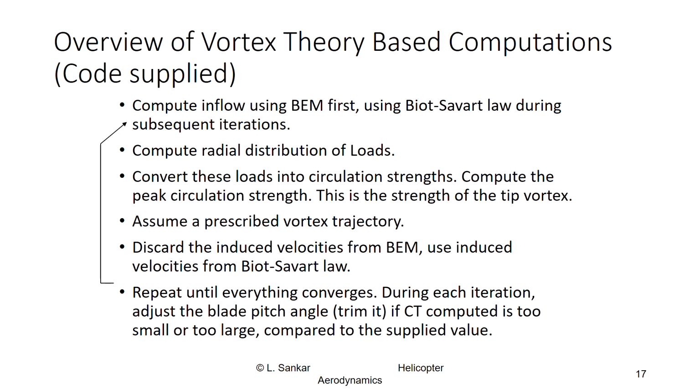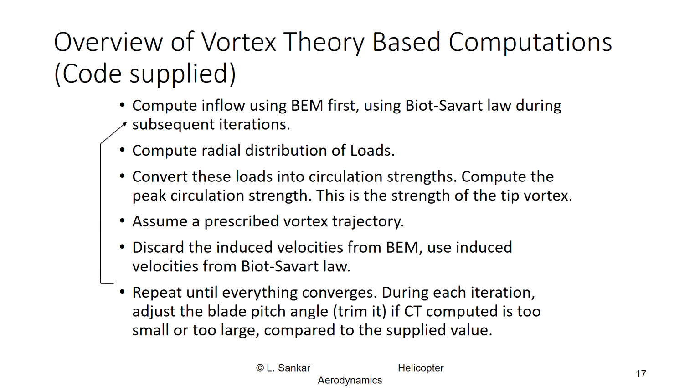So compute the induced velocity by summing up over all the filaments. Once you have a radial distribution of loads, convert it to circulation strength using the Biot-Savart law, and find the peak circulation strength. This is the strength of the tip vortex. Assume a prescribed vortex trajectory, either the Robin-Grace model or, more commonly, Landgrave's model. Landgrave's model is an improved version, 20 years later.